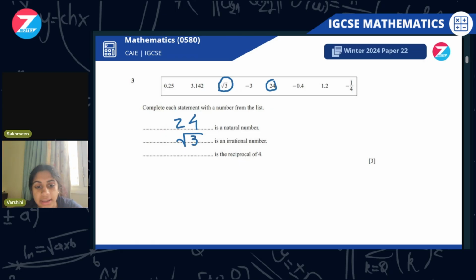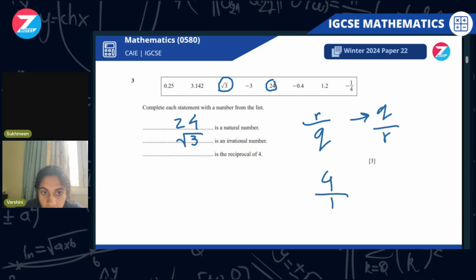And lastly, the reciprocal of 4. So we know that the reciprocal of a fraction, if it's r by q, is going to be q by r. We also know 4 is nothing but 4 by 1. So the reciprocal of 4 is going to be 1 by 4. Now, we don't see any 1 by 4s here. Remember, this is negative 1 by 4, not 1 by 4.